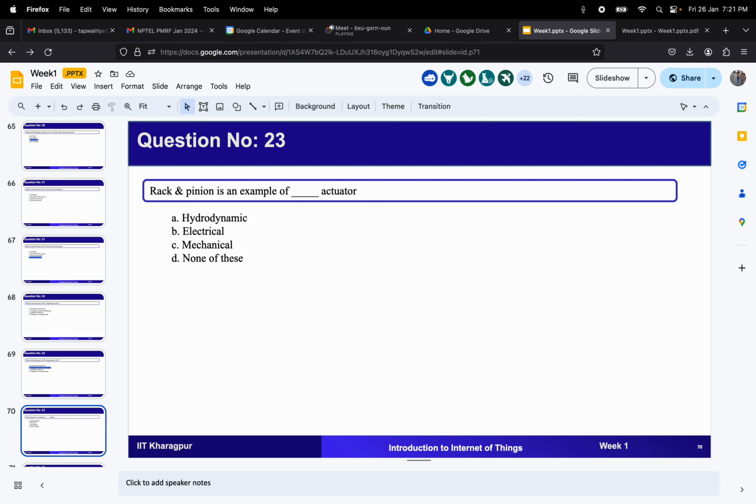Next question is, rack and pinion is an example of blank actuator. Options are hydrodynamic, electrical, mechanical, none of these. Mechanical. Anyone else? Mechanical, right, it's mechanical. Next question is, which of the following is not true? Options are M2M is not a subset of IoT; IoT is a subset of CPS; IoT and M2M are same; all of the above.